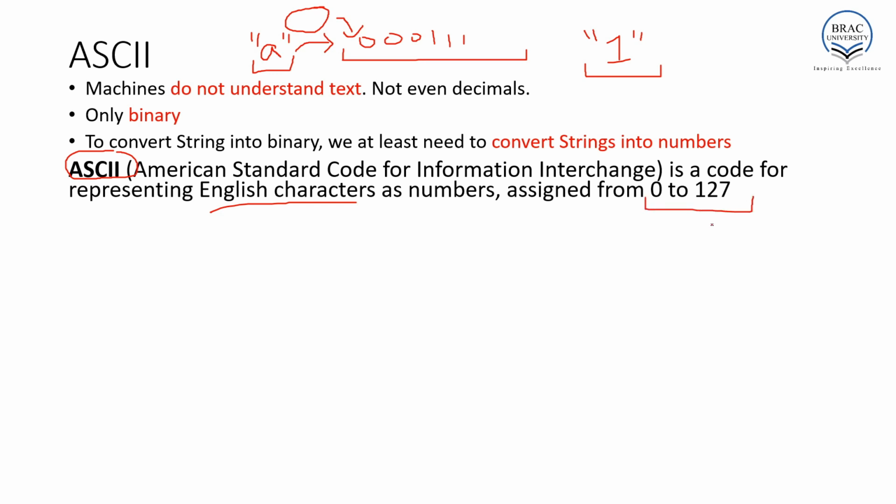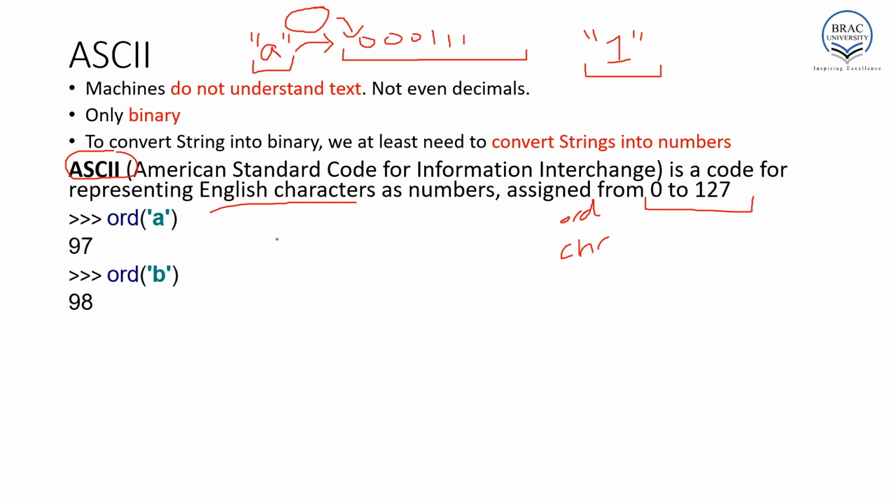We will be looking at two important functions. One of them is ORD, another one is CHR. We will be using these two functions to convert from a given ASCII value to its corresponding character, and also to get the ASCII value from a given character. So let's look at some examples.